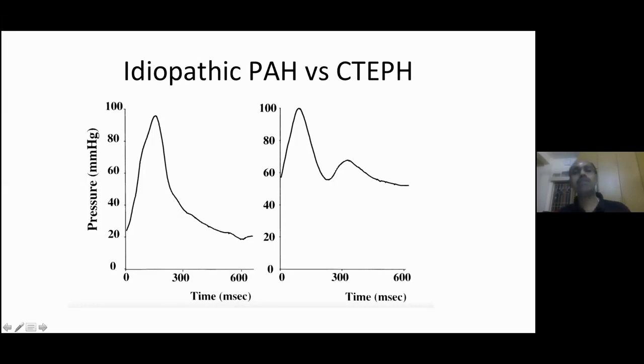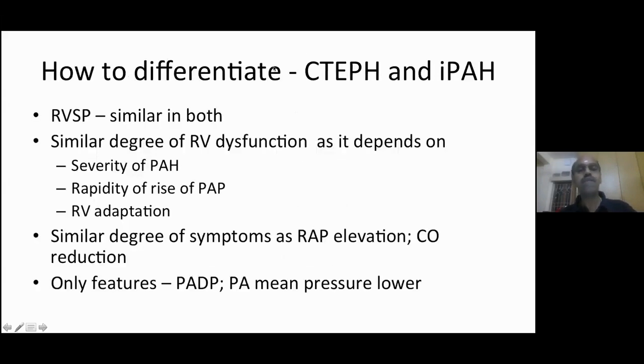Now, immediately people might think, if this is the case, it is very good to have chronic thromboembolic PAH and very bad to have idiopathic PAH. We need to differentiate between the two. RV systolic pressure is similar in both conditions. A similar degree of RV dysfunction will happen, because RV dysfunction is proportionate to the severity of the pulmonary hypertension, the rapidity of rise of PA pressures, and the RV adaptation. And so in both patients, RV dysfunction may be similar.